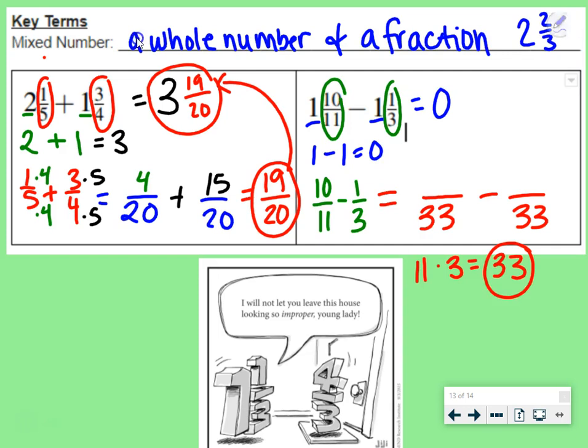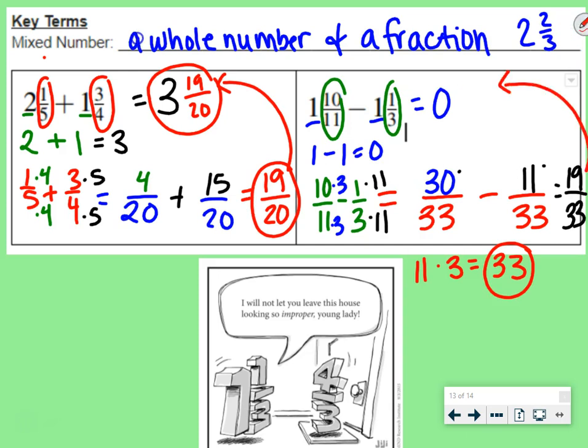To change 11 to 33, we'd multiply by 3. So then we multiply 10 by 3 and get 30. To change 3 to 33, we multiply by 11. So multiply 1 by 11, and we get 11. Do the subtraction. 30 minus 11 equals 19 over 33. And that is fully simplified because 19 is a prime number.